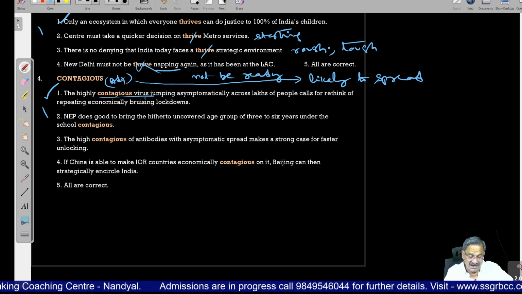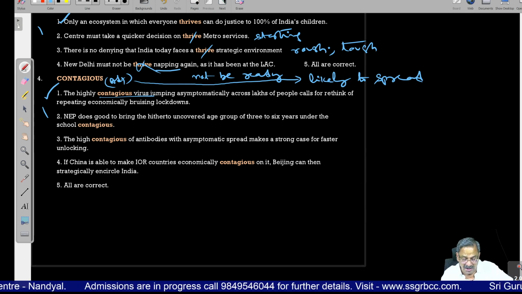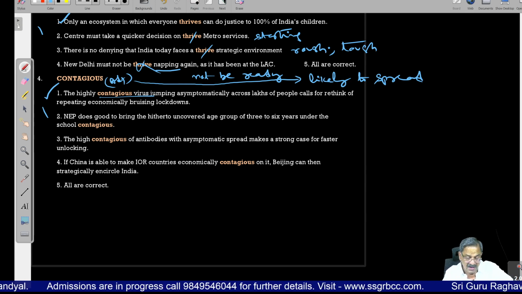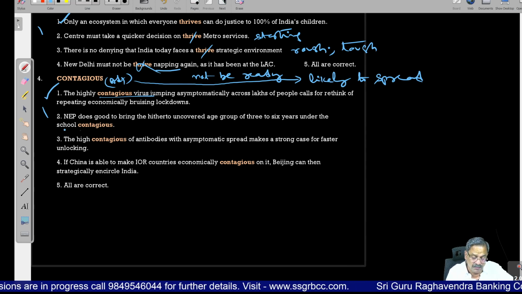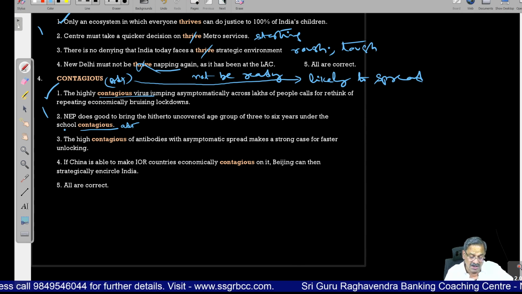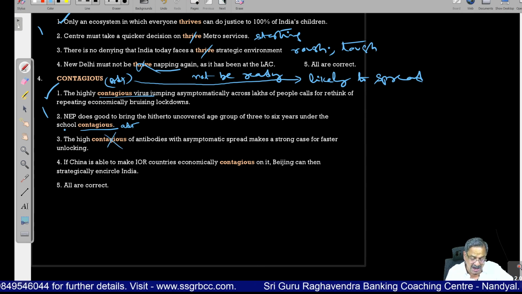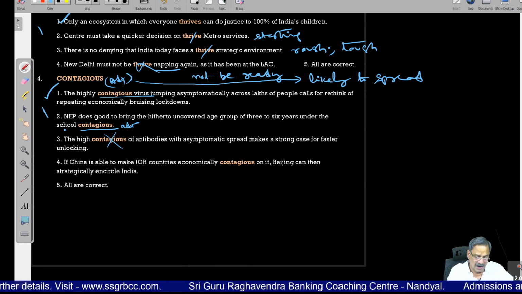Here, virus is a noun, its modifier is an adjective: contagious. Then next, under the school contagious. See here, contagious is a noun, but after that an adjective is coming. It is not suitable. The high contagious is wrong. The highly contagious is a noun. Its modifier must be an adjective.